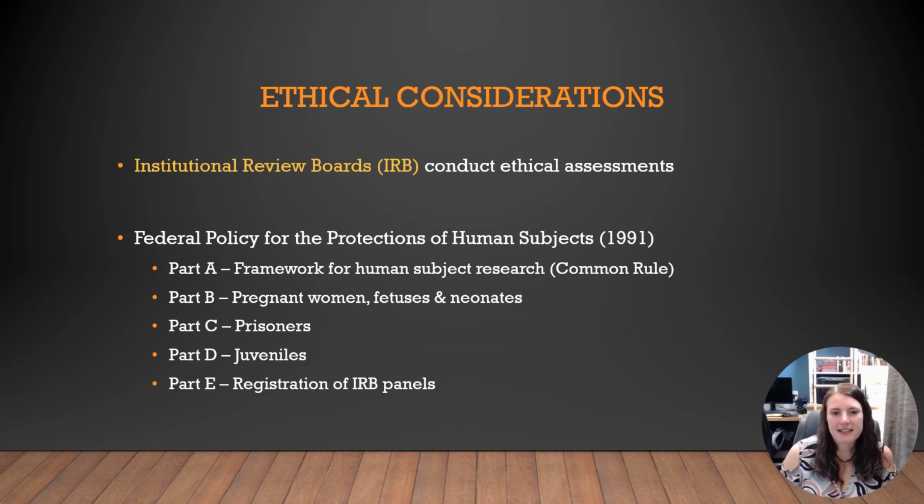The Federal Policy for Protection of Human Subjects includes 5 parts. Part A is the common rule. This part provides the basic framework for human subject research, including the role of the IRB in the review process and guidelines for informed consent. Parts B through D deal with the vulnerable populations described in the previous lecture video, and Part E explains the registration process for institutional review boards.